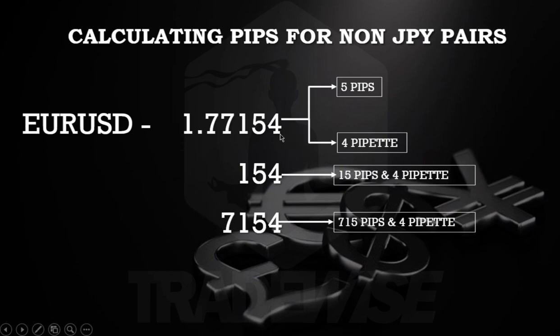As you can see, 4 is our pipette, 5 is 5 pips. If we add 154, it becomes 15 pips and 4 pipettes, or you can say 15.4 pips. Then if we add the 7 there, so it becomes 7154, it becomes 715 pips and 4 pipettes. If we add this one, it becomes 7,715 pips and 4 pipettes. If we add this one, it becomes 17,715 pips and 4 pipettes.